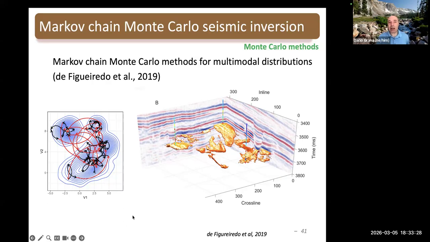So this is the work by Leandro de Figueiredo. Leandro was one of my postdocs back in 2018. Now he has his own company. It's a startup called El Trace. They develop seismic in general, geophysical methods or software for oil and gas.